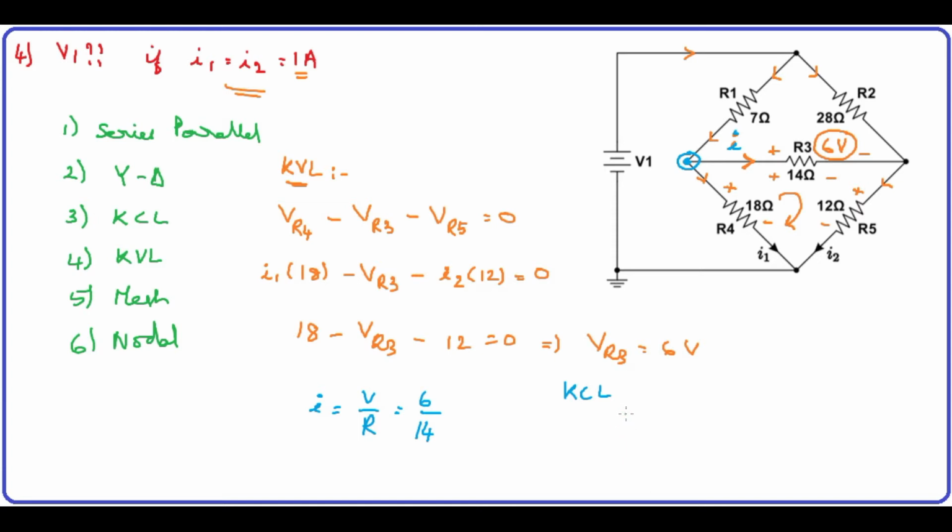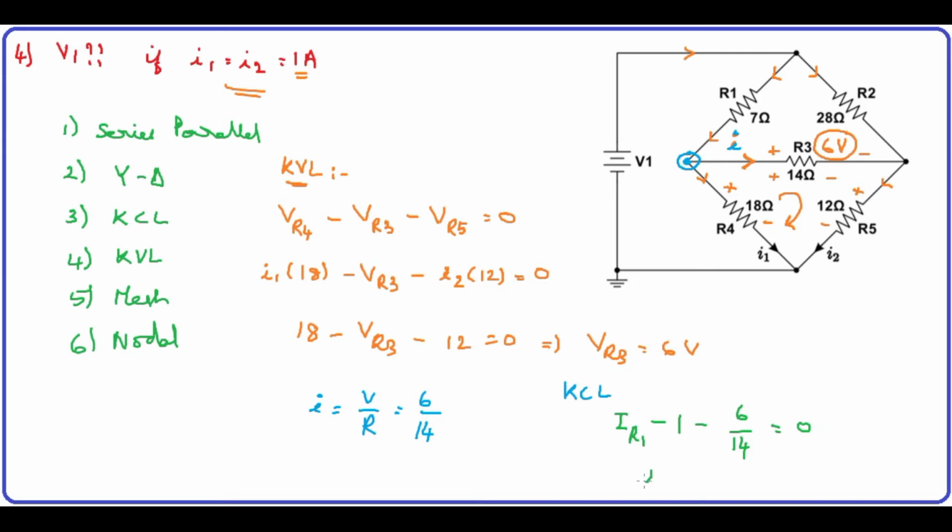One current is coming. Let me write that current as current passing through R1 is coming towards the node. Okay, it's coming towards the node. So let me take it as positive, and currents leaving from the node have to be taken as negative. So it should be minus small i and minus I1. Minus I1 is 1, minus small i is 6 by 14, is equal to 0.